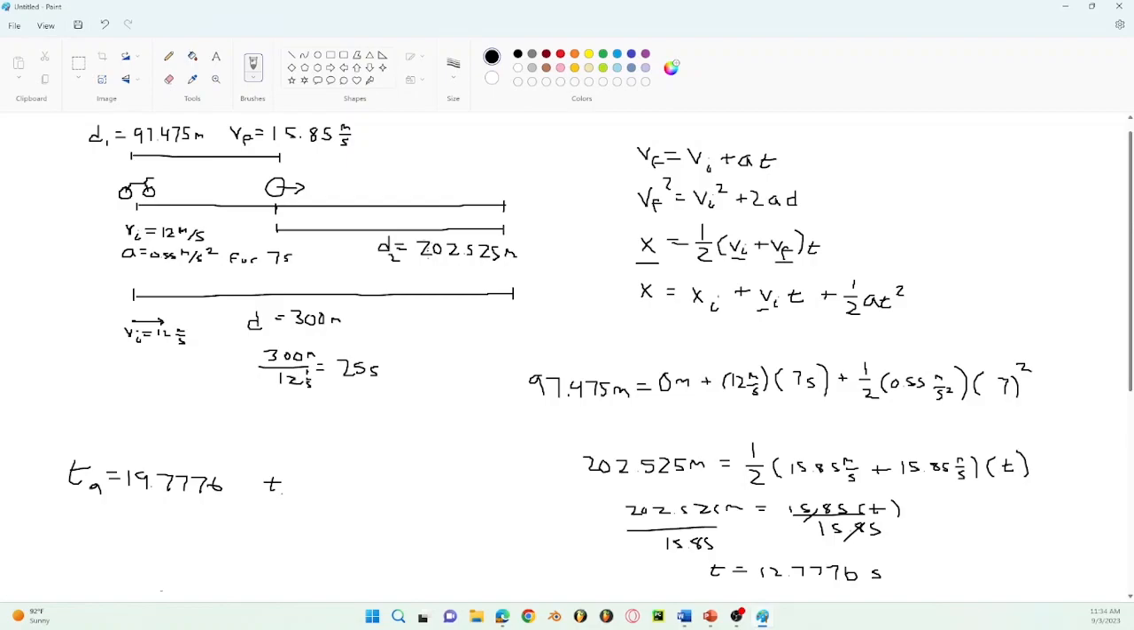And the time that they took normally, if they didn't accelerate, is going to be equal to time regular, 25 seconds. So the difference between that and that, the difference in these times, is going to be equal to 5.222 seconds. So yeah, I did not obey significant figure laws very well.